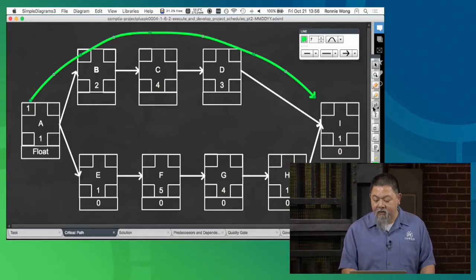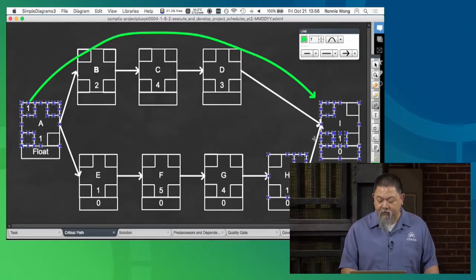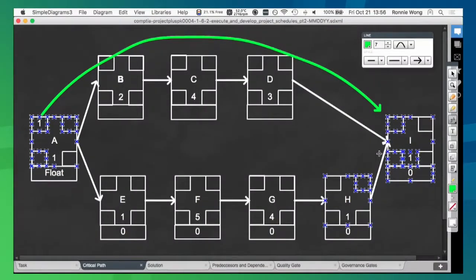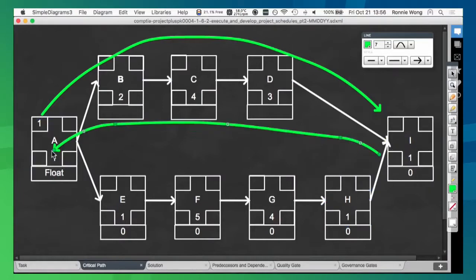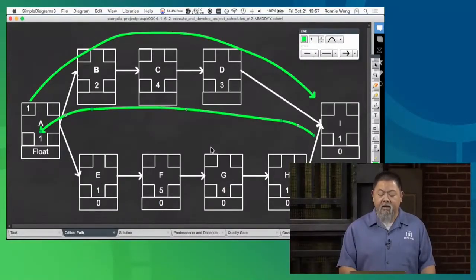And then the other one is what we call a backward pass. That will help us when we run through it in this particular direction instead. So we're going to see both of them in action, and then we can determine float using this. Let's see how that's done.